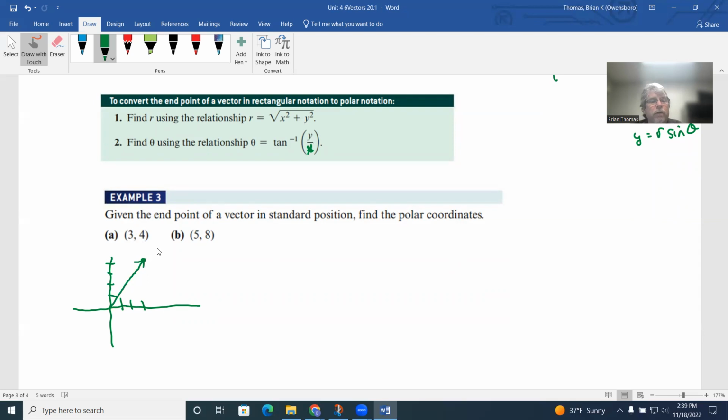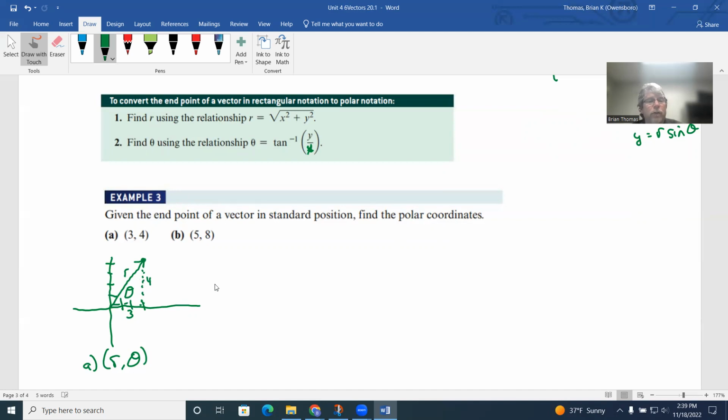Remember, to do that, I need to find r, and I need to find theta. So for part A, we need to know what r is and what theta is. Theta is the central angle, and r is the magnitude or the length of the vector. If we think about circles, it could also be called the radius. If we drop this down, we'd have a right triangle. Notice how this 3 would be the adjacent side and this 4 would be the opposite side, because r is actually the hypotenuse.